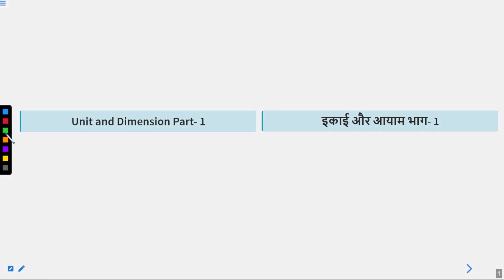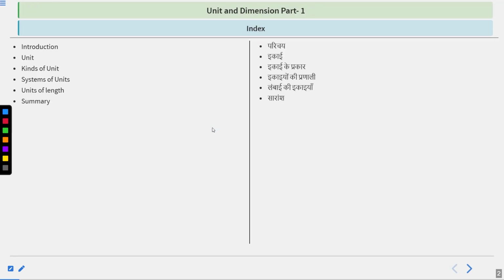So students, as you can see here, in this lecture we are going to start the discussion over units and dimensions. Okay, units and dimensions is going to be the topic for the discussion and this is going to be part 1. In this lecture we will first discuss the introduction of units and dimensions, what we exactly mean by them.